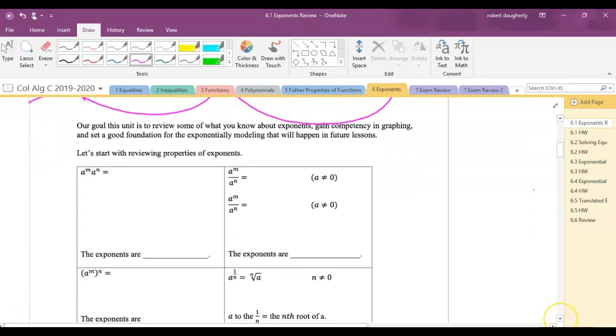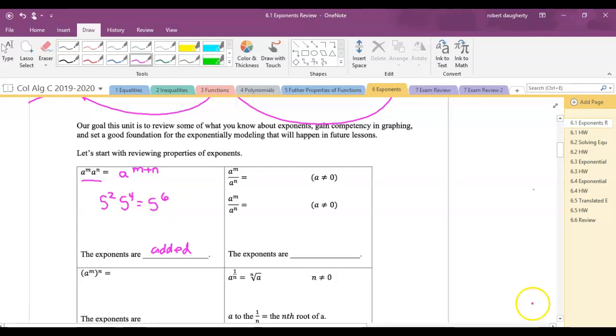So let's start. Basic properties of exponents. Okay. Anytime I have two expressions that are multiplied, the exponents are added together. So a to the m times a to the n is a to the m plus n. You add the exponents. So if I had 5 squared and 5 to the 4th, this is 5 to the 6th. You add those exponents together, okay?